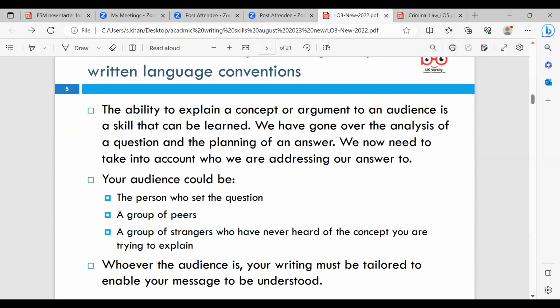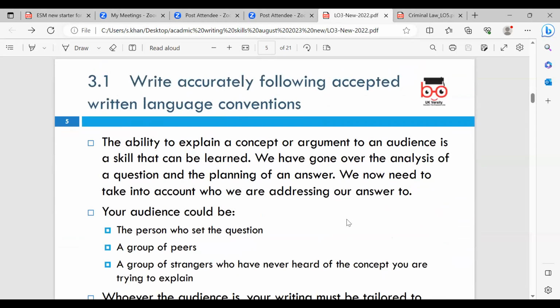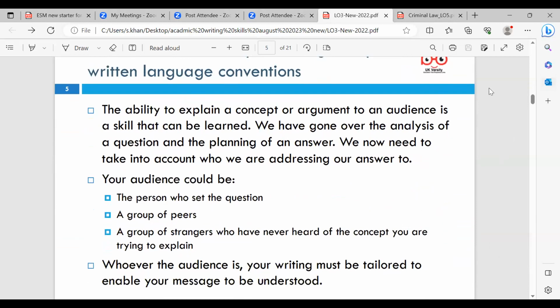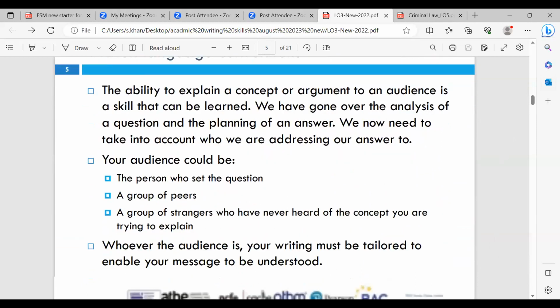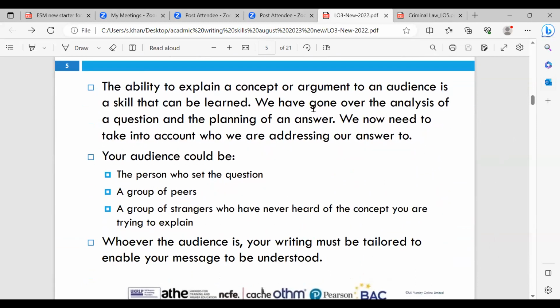So can you see this slide 3.1? Yes. Okay, so 3.1 is to write accurately following accepted language conventions. So you must have the ability to explain a concept, or an argument. Why do you think it's so important that you explain the concept or argument to the audience?